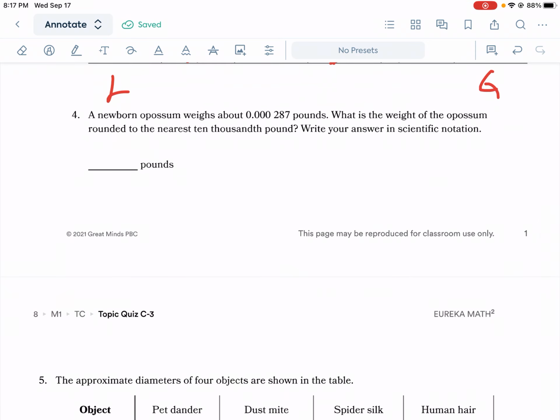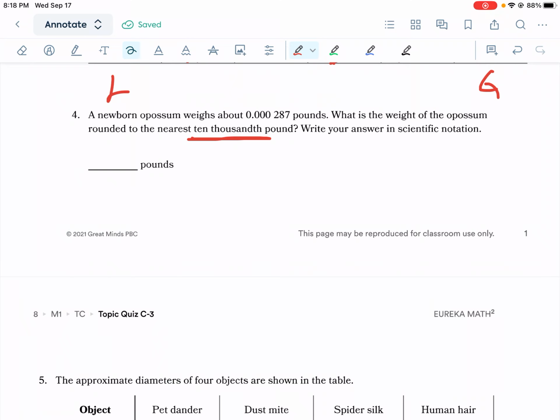For number 4, it says a newborn opossum weighs about 0.00028 pounds. What is the weight of the opossum rounded to the nearest 10,000th pound? On your test, when you get it, you will be given some decimal number. Just make sure that you are rounding to the proper place value and that you don't accidentally round to the wrong number or the wrong decimal place.